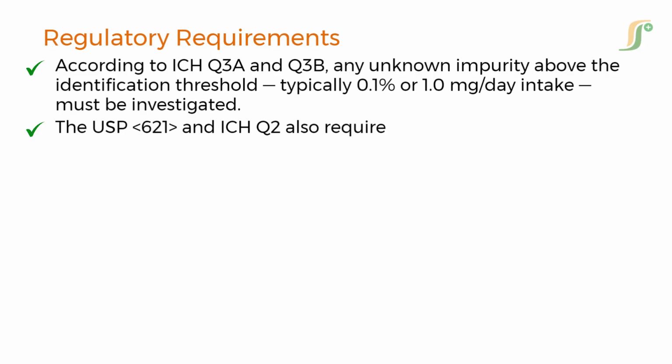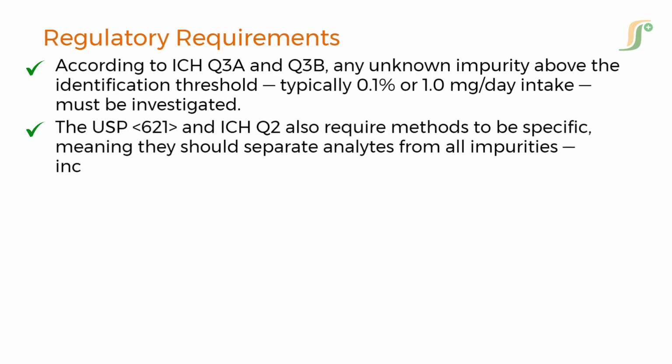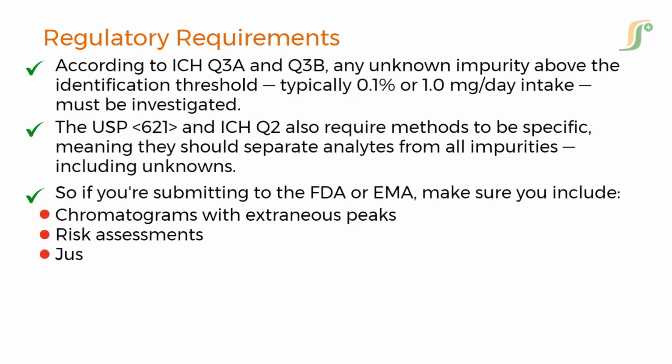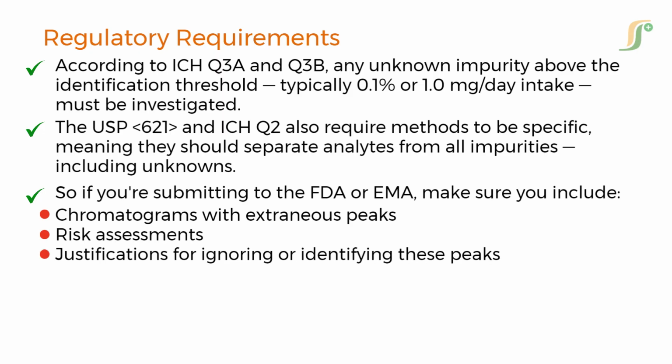The USP 621 and ICH Q2 also require methods to be specific, meaning they should separate analytes from all impurities, including unknowns. So if you are submitting to the FDA or EMA, make sure you include chromatograms with extraneous peaks, risk assessments, justifications for ignoring or identifying these peaks. Otherwise, you risk a refuse to receive, RTR, or regulatory query.